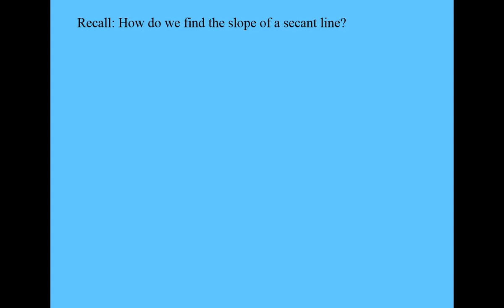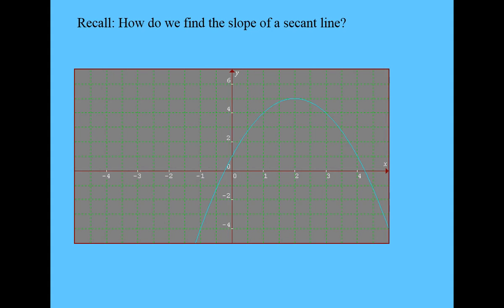How do we find the slope of a secant line? I'm going to draw a tangent line in here first. A tangent line touches the graph only at one point, whereas a secant line intersects the graph at two different points. How do we find the slope of that secant line?